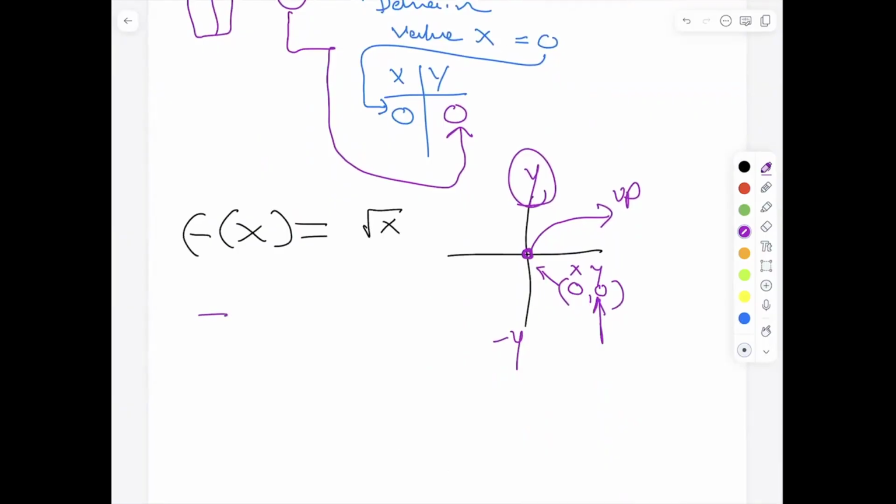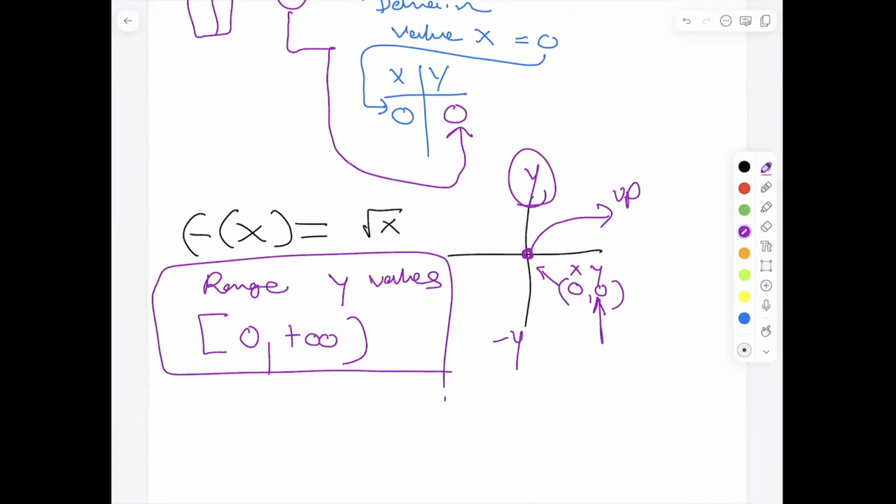Well, my range is going to be bracket, right? This is for y values, because range is y value. It would be bracket 0 to positive infinity. All right?